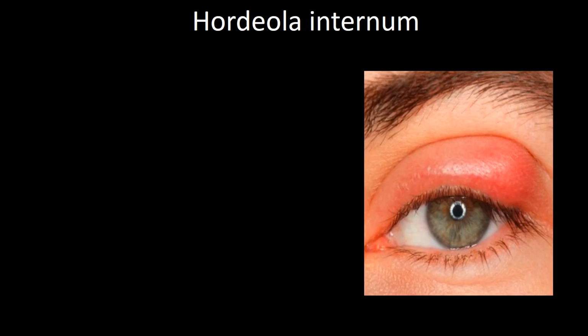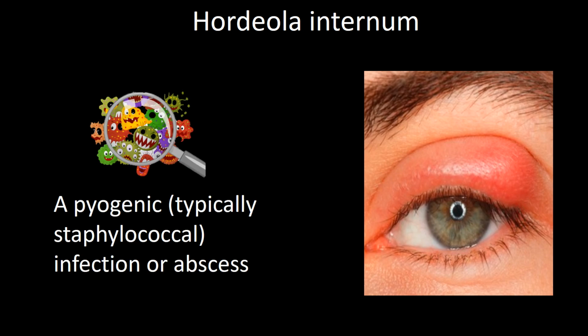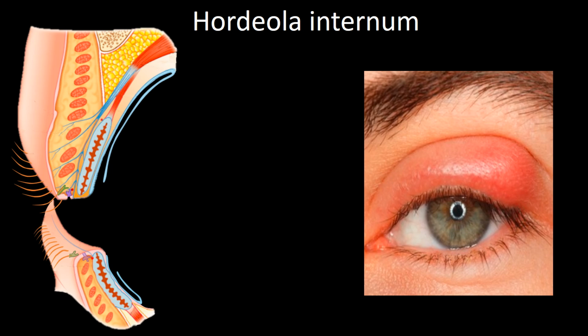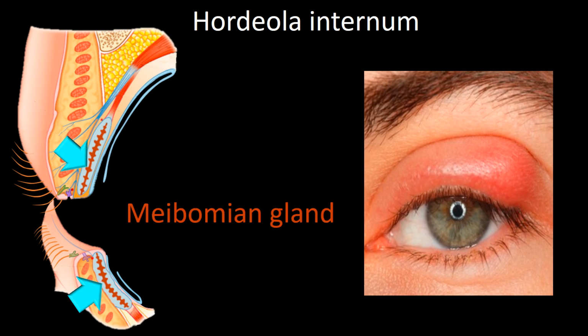Another condition you need to know about is hordeolum internum. This condition, as hordeolum externum, is an acute localized swelling of the eyelid, usually due to pyogenic infection. The difference is that in hordeolum internum, the site of affection is the Meibomian glands. Cellulitis may be accompanied by hordeola internum.